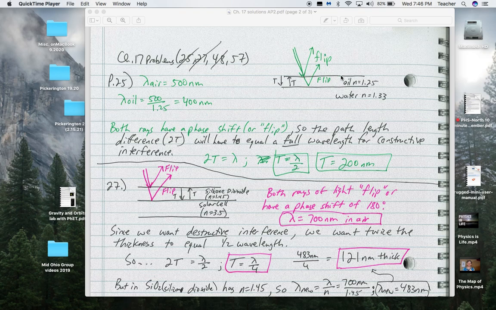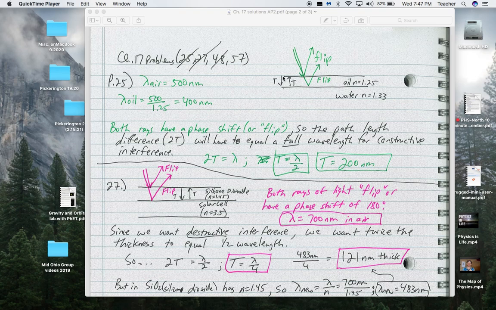So if you recall, when light hits and reflects off of a substance that's got a greater optical density than the substance it's coming from, and this would be air up here, it undergoes a phase shift, or I call it a flip, of 180 degrees, or half a wavelength. So this ray of light is coming in and reflecting off the top and bottom surface. Both of those flip because the top one reflects off of oil, which is more dense than the air. The bottom one reflects off of water, which is more dense than the oil. So that means if the thickness of this was 0, those would be in phase and cause constructive interference.